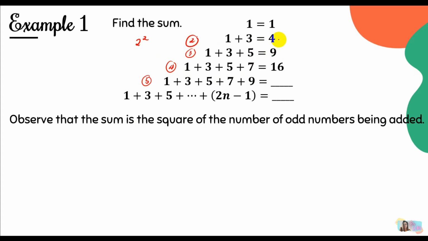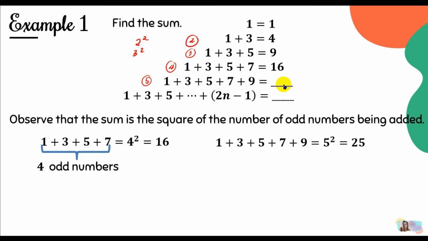That means 2 times 2 which is equals to 4. Meron tayong 3 squared. 3 times 3 is equals to 9. Then, dito naman, meron tayong 4 na odd numbers and 4 squared is equals to 16. So, what will be the answer here? Meron tayong 5 odd numbers at ang 5 squared ay equals sa 25.